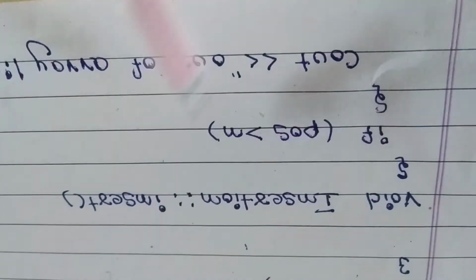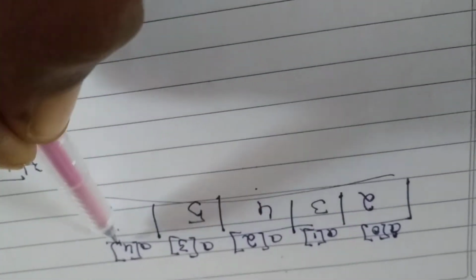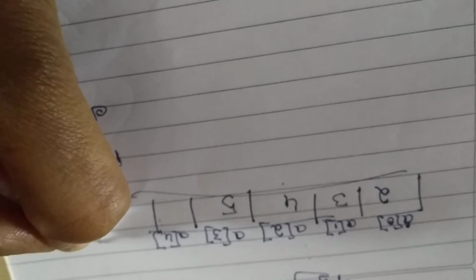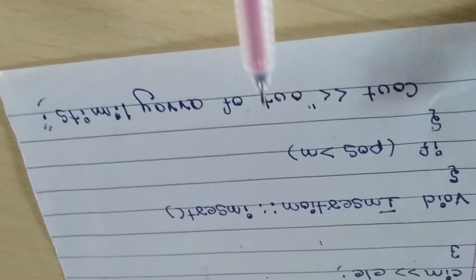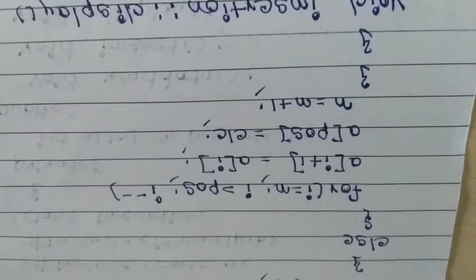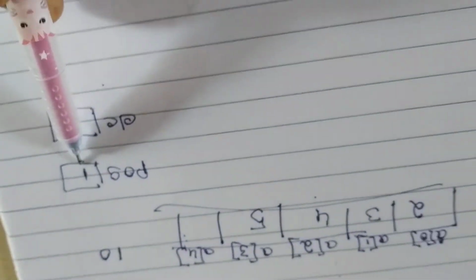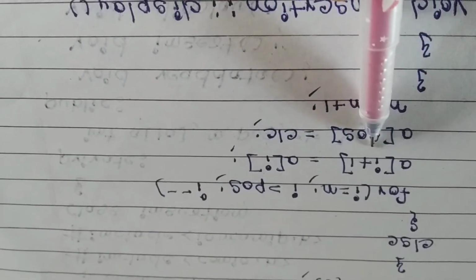Second function, header and body. For example, here we told 5 positions, 0 to 4 is 5. The user is asking to enter in the 10th position. Not possible, no. So we are checking if the position is greater than the array limits, which means I can't insert the element. Exit means we will come out of the program. For example, if they asked a position which is within our limits, for example position 1, what are we doing? We are shifting i to i plus 1.